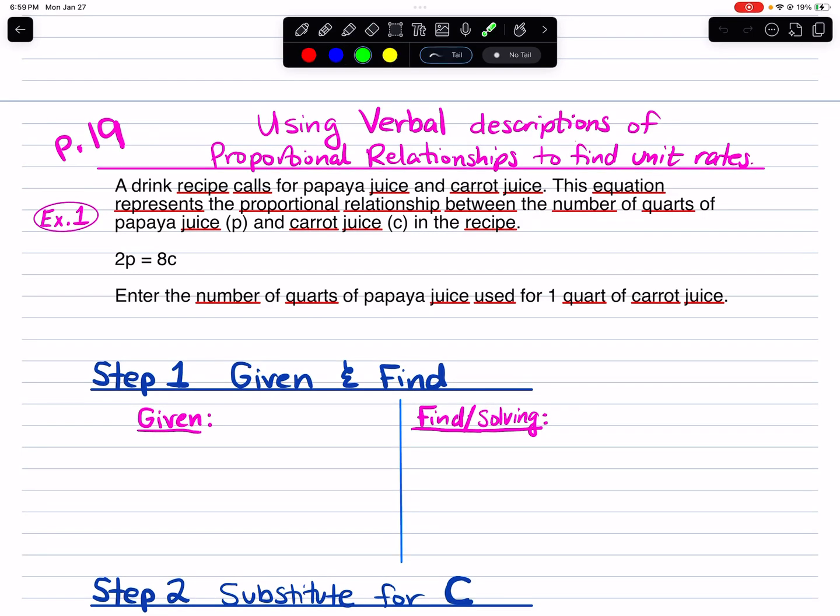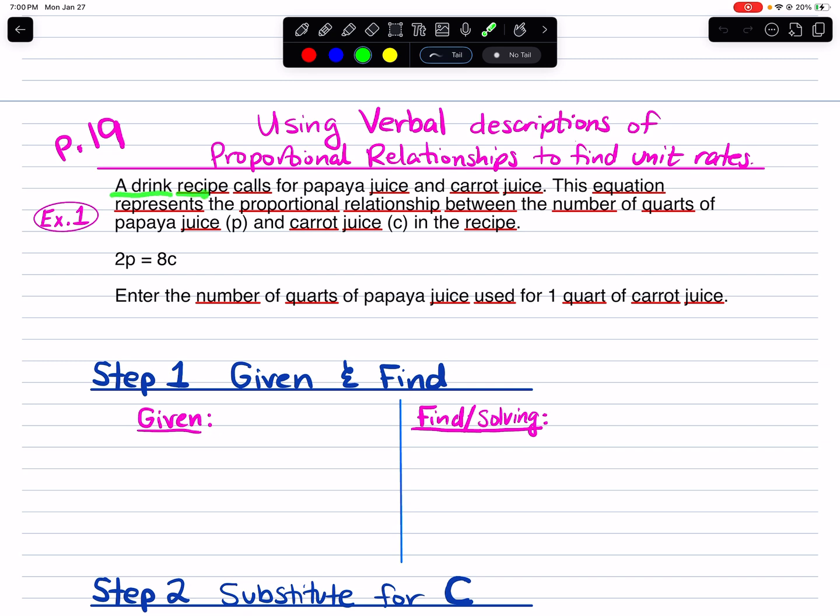We are on page 19, using verbal descriptions of proportional relationships to find unit rates. Let's go. So remember, the constant of proportionality is also called the unit rate. So whenever they talk about unit rates, it's the constant of proportionality also. So let's read the question. This is an SBA question, by the way.